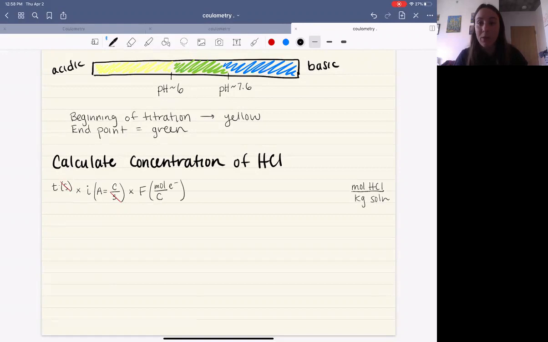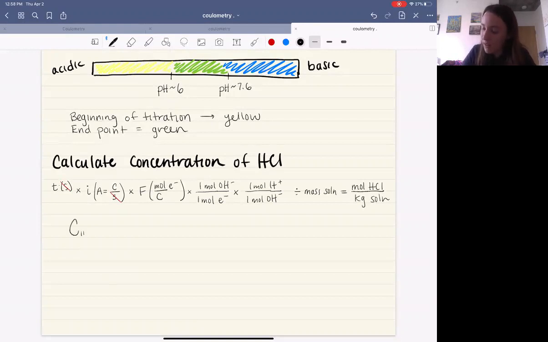And now we can go ahead and work in those stoichiometric ratios. Looking at those reactions from previous, 1 mole of electrons generates 1 mole of OH-, and 1 mole of hydroxide neutralizes 1 mole of H+. So we have our numerator figured out already. Now we just need to divide by the mass of the solution, and that will give us our answer. If you want that in a more concise form, this entire analysis can be summarized as current times time divided by Faraday's constant and the mass.